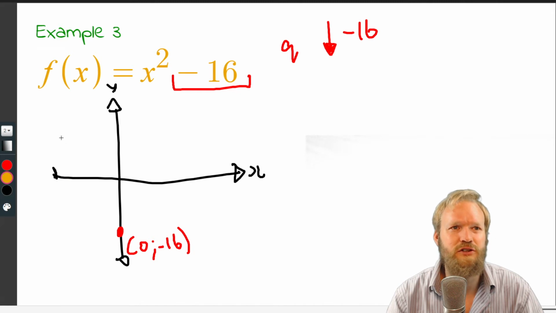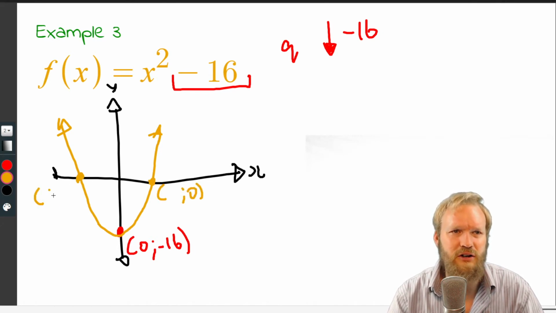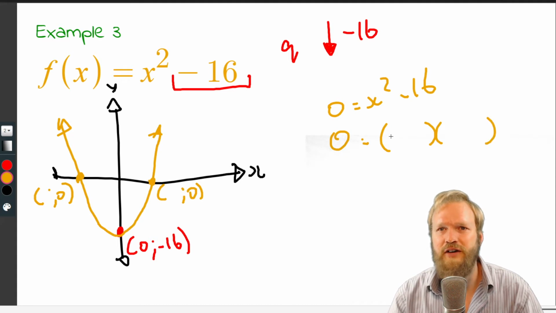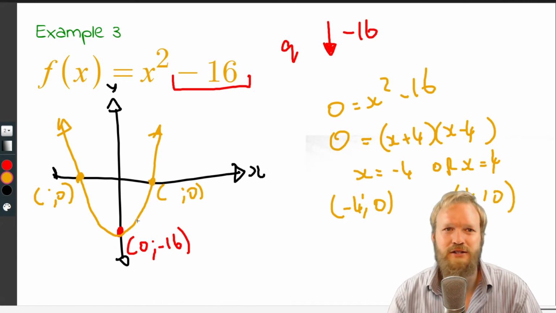And I'm whizzing through this because this is what we did a few of. And we're like, okay, how do we work out these things again? Well, we know y is 0, so we subbed in 0 equals x squared minus 16. It's a quadratic. We factorize: x plus 4, x minus 4. So x equals minus 4 or x equals 4, which means we worked out that minus 4, 0 is a point, and 4, 0 is a point.